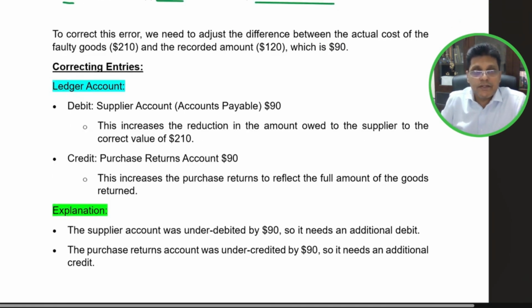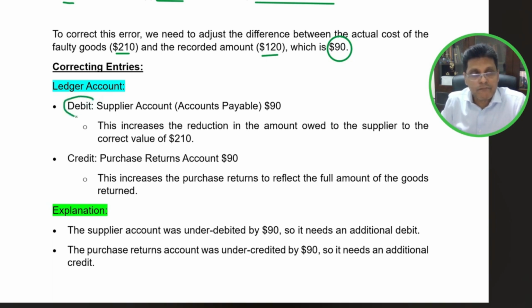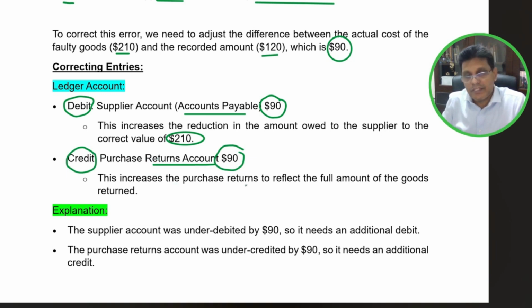So to correct this error, what we need to do is adjust the difference between the actual cost of the faulty goods, which is $210, and the recorded amount of $120, which is $90. So the correcting entries will be, you need to debit the supplier account or the accounts payable account $90. So this increases the reduction in the amount owed to the supplier to the correct value of $210. Then you need to credit the purchases return account by $90. This increases the purchase returns to reflect the full amount of the goods returned.